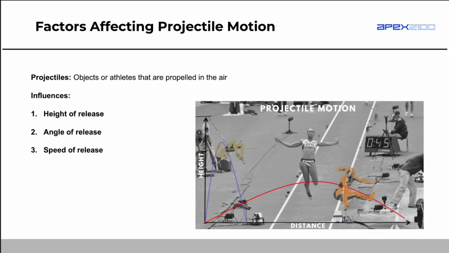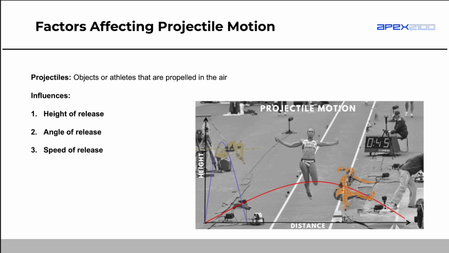Okay, factors affecting projectile motion. This is our next objective for this module. So projectiles are objects or athletes that are propelled in the air. Anything where someone's going in the air, jumping, throwing something is going to be a projectile. And there's a few important influences on the way that projectiles work in sports.